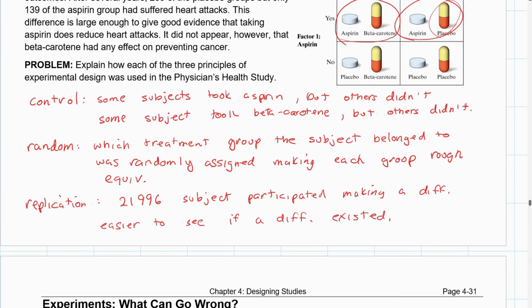Okay, so there's our three major ideas of experimental design. And that finishes off this first lecture of section 4.2.